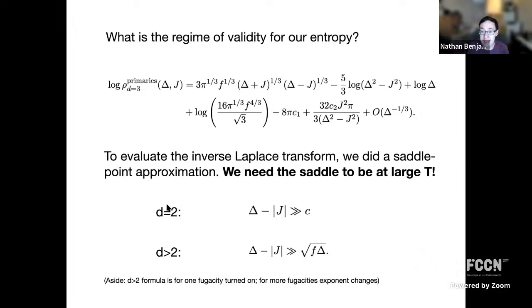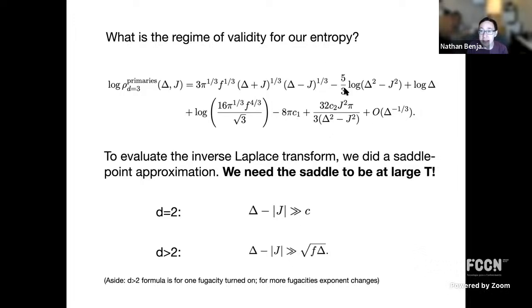So for D equals 2, this is the usual Cardy formula. And the answer there is that the dimension minus the spin must be very large compared to the central charge. Now in higher than 2 dimensions, the dimension minus the spin, I should probably not put the absolute value signs here because the spin is always positive if we do representations. But the dimension minus the spin must be, instead of much larger than the central charge or much larger than F, the formula actually changes. It goes as square root of F times delta. As an aside, here I just turned on one fugacity. If you turn on multiple, this square root will change. But let's just turn on one fugacity for now.